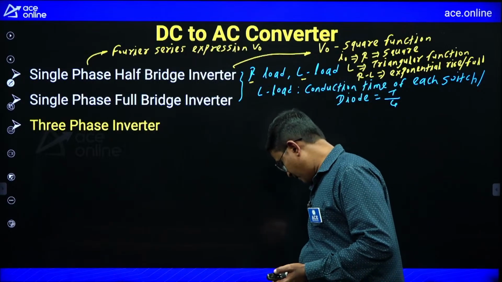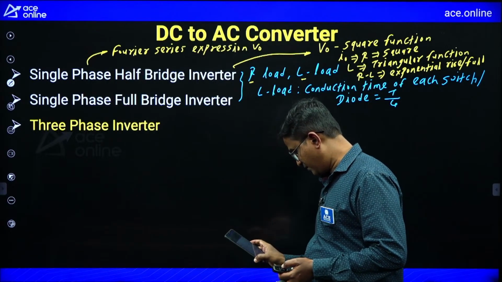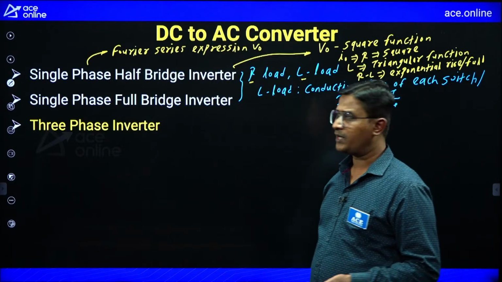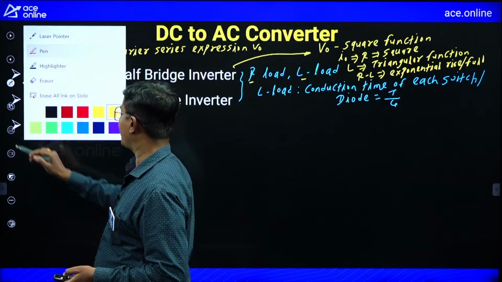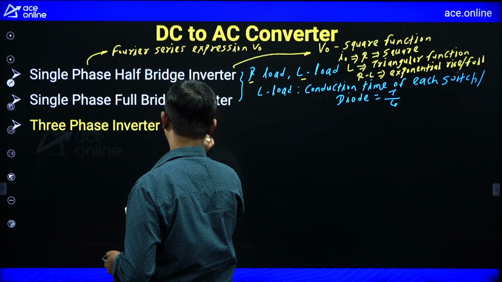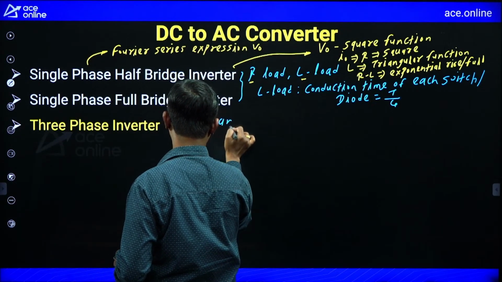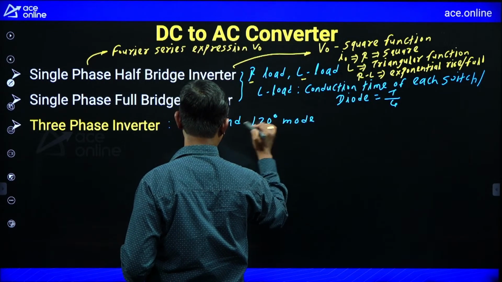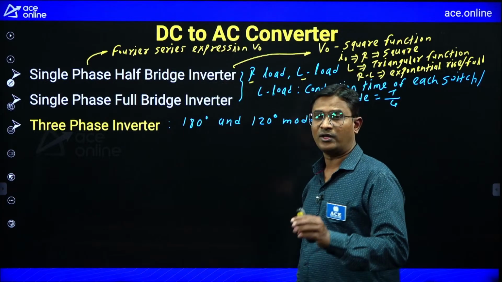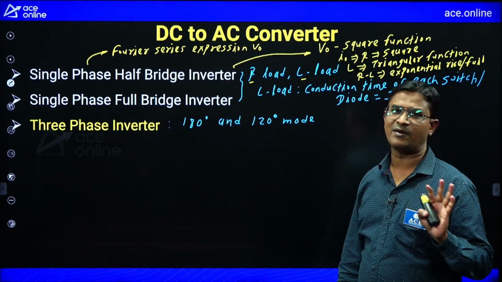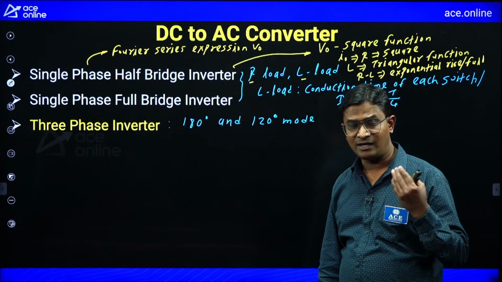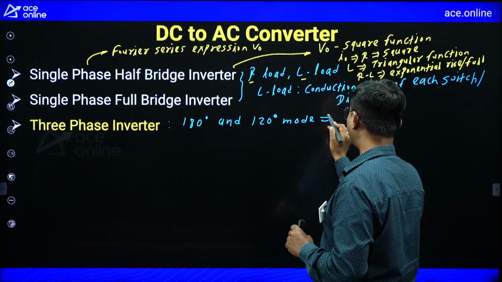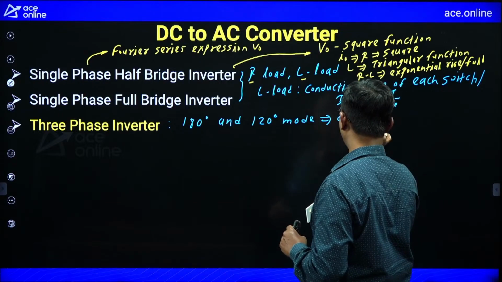Next, three-phase inverter. In three-phase inverter, we know we are having a 180-degree conduction mode and 120-degree conduction mode. On three-phase inverter, very simple questions they have asked. Those questions are directly related to your circuit diagram only. So here the operation table is important.